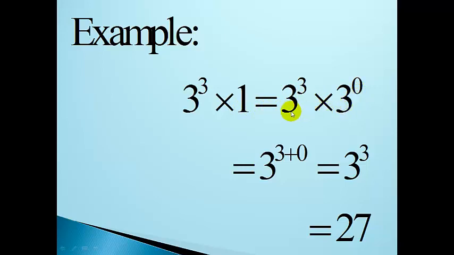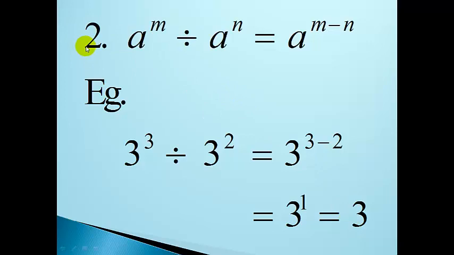Now, these are numbers of the same base multiplying. And according to the first law of indices, we keep one of the bases constant and we add the exponents together. And so we have 3 raised to the power 3 plus 0. And this is equal to 3 raised to the power 3. Now 3 raised to the power 3 is equal to 27.